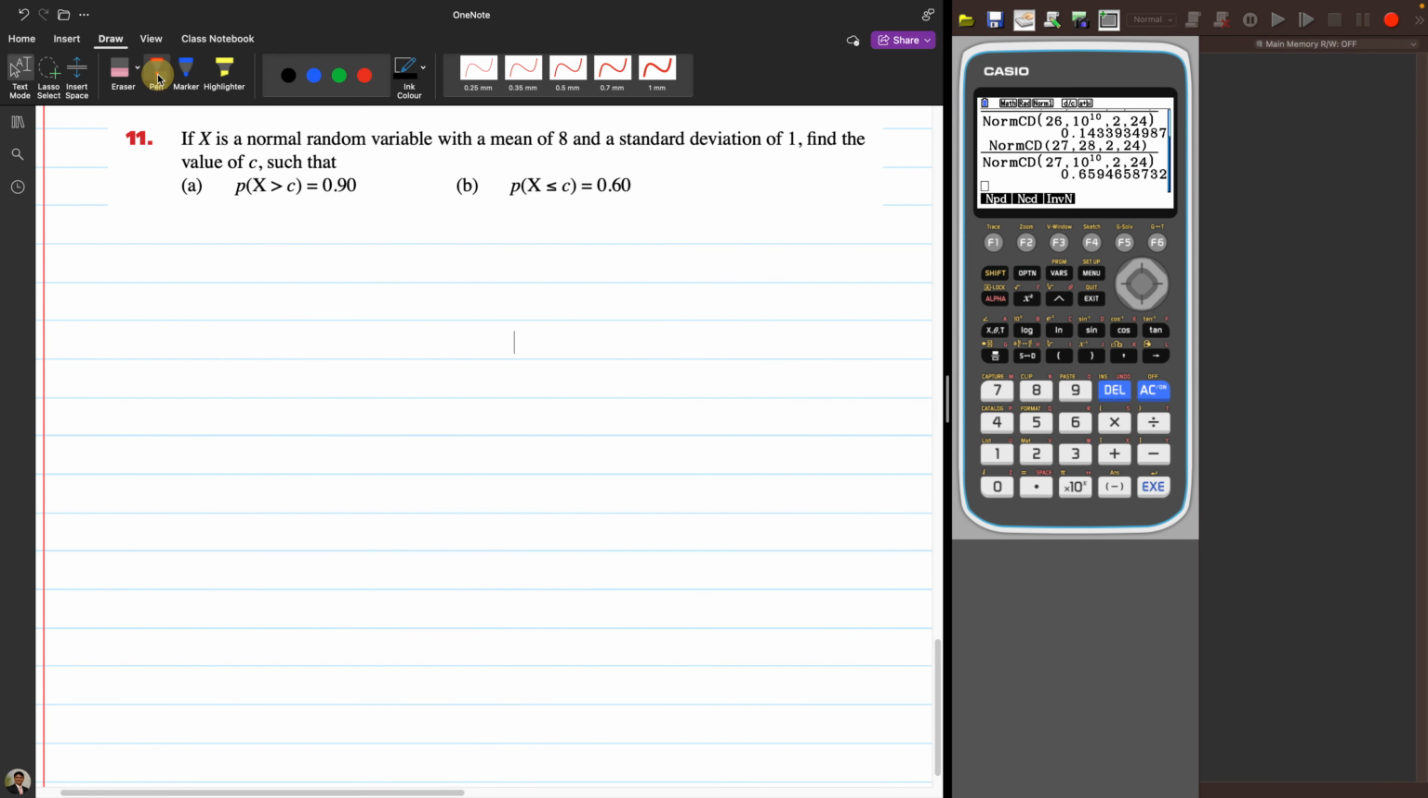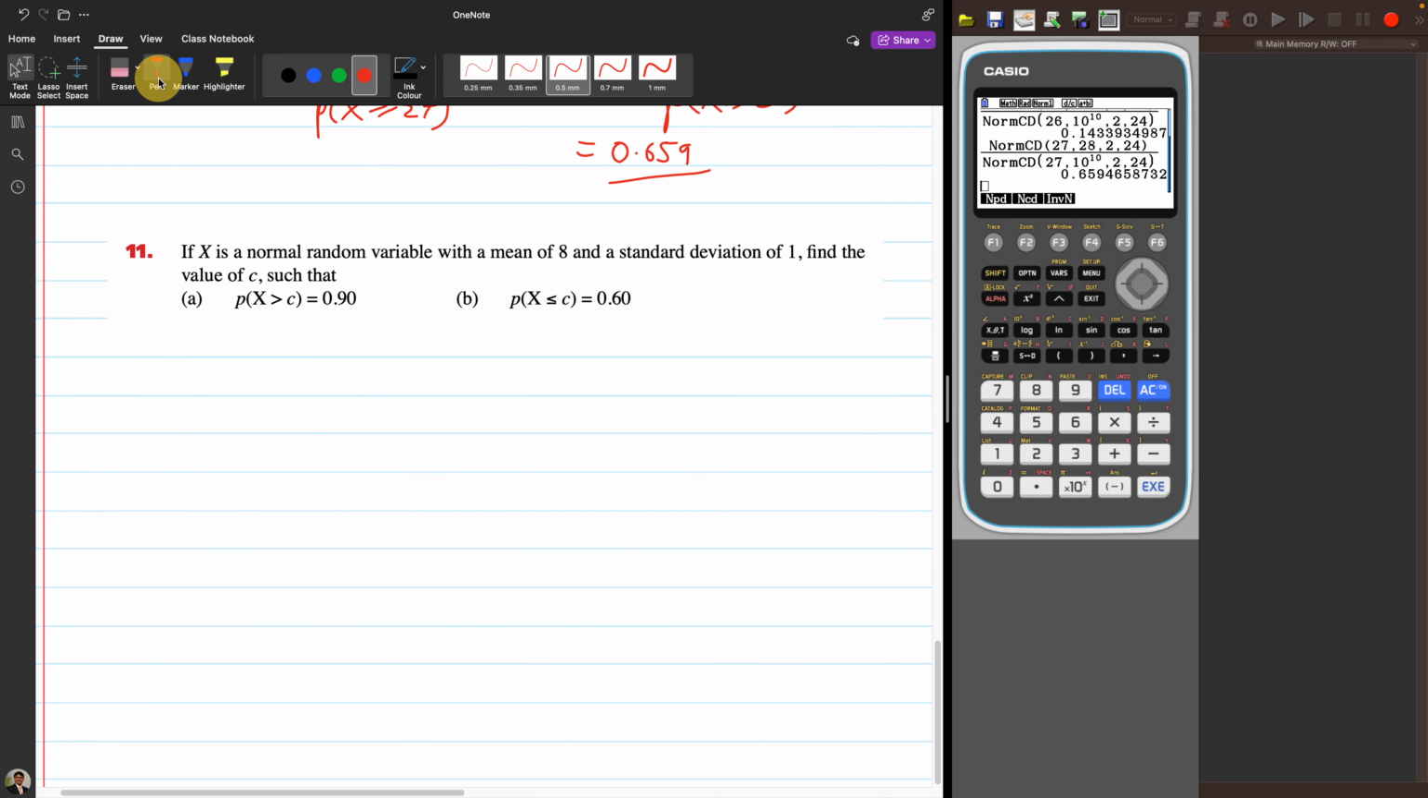Now here, what is happening over here? If I draw a graph, your x follows a normal distribution, the mean is 8, variance is 1, and standard deviation is 1. That means I have a normal curve with a mean of 8 and a standard deviation of 1. X greater than c is 0.9, so there's some value c. Now remember, the area above the mean is 0.5, below the mean is 0.5.